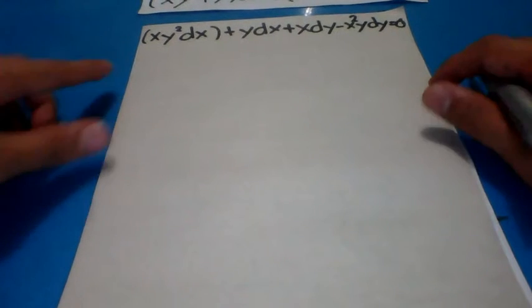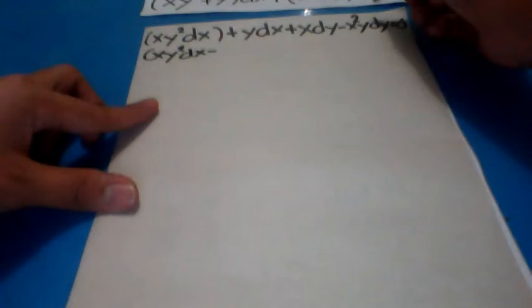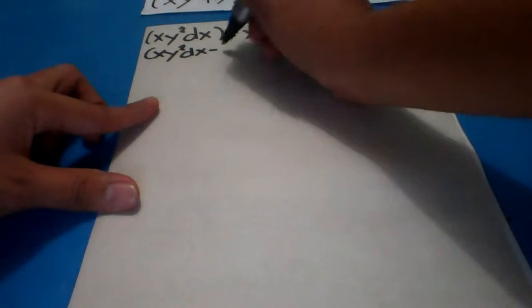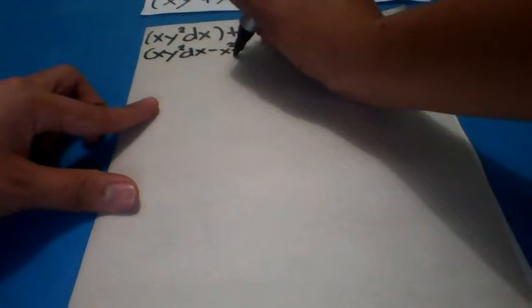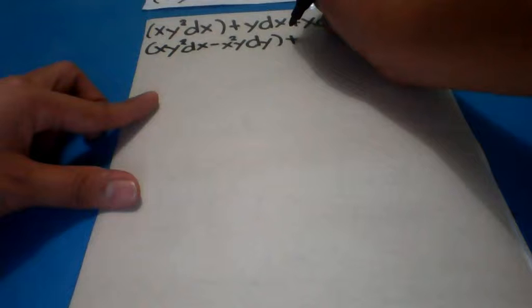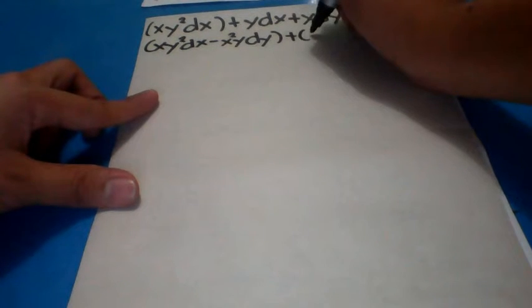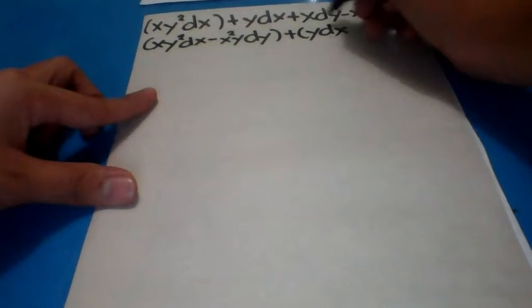So I'm going to group the dx and the dy. So here, the x y² dx minus x² y dy plus y dx plus x dy equal to 0.